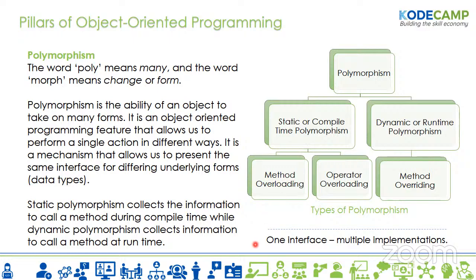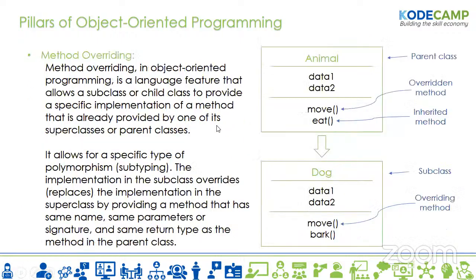But one of the key takeaways I want you to get from here is that in polymorphism, we're trying to have one interface that will perform multiple implementations. So you are performing a single action, but in different ways. So let's look at the two concepts we have here, method overloading and method overriding. We start with method overriding.